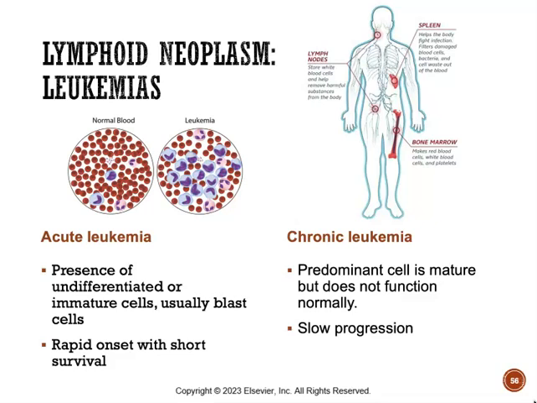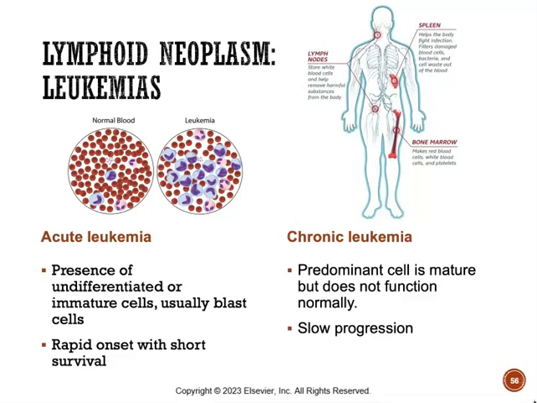So with our acute leukemia, it's going to be more aggressive, and it's marked by the presence of those immature or sometimes even undifferentiated blast cells. And it has a rapid onset, and without treatment, unfortunately, there is a short survival time. Patients will typically have sudden fatigue, frequent infections, and easy bruising due to the rapid overcrowding in the bone marrow.